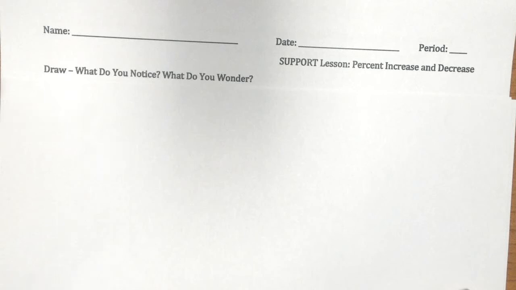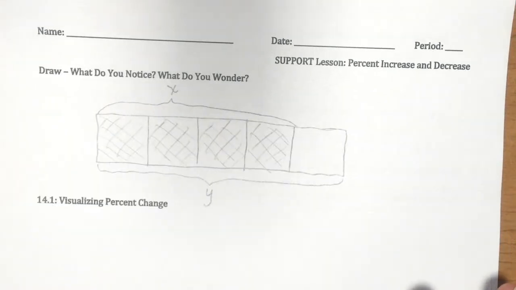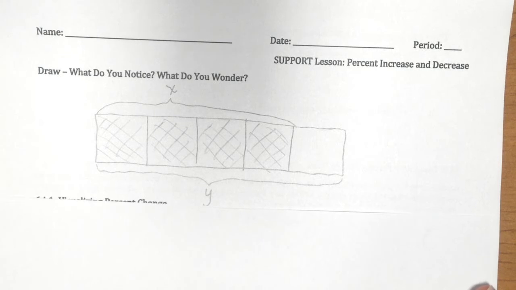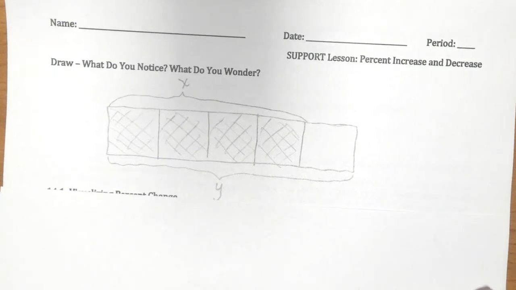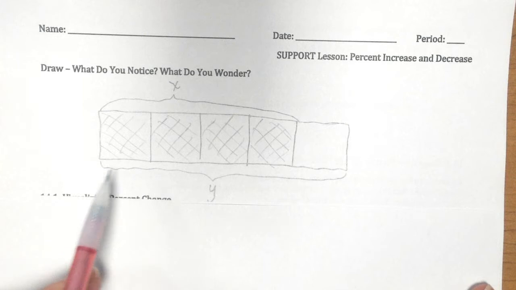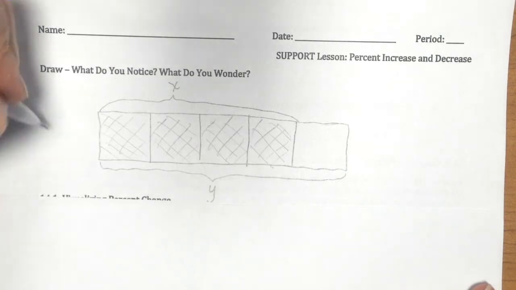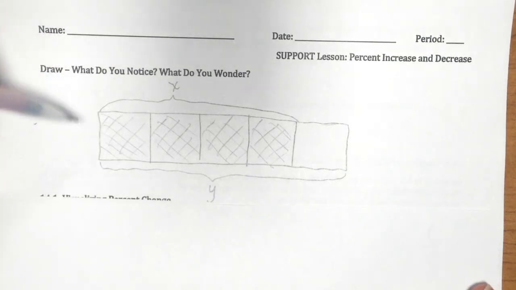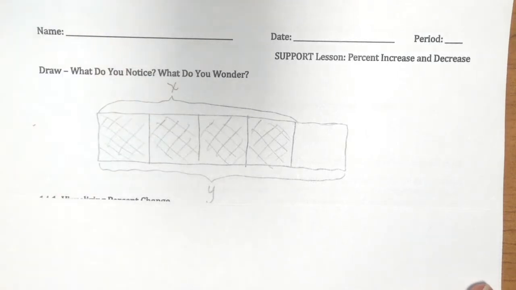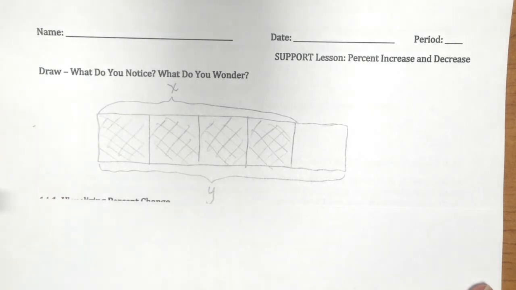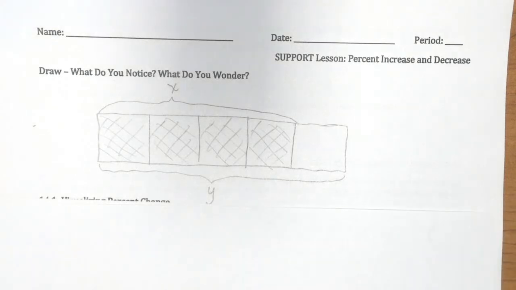So, the very first thing I'm going to ask you to do is draw the following on that white section of your paper. And you're going to notice that I've got 5 equal squares. These are all equal. And what I'd like you to do is shade in 4 of them, draw an X and the Y. So go ahead and do that. And then what I'd like you to do is jot down some notices and wonders. What do you notice? What do you wonder about this drawing?